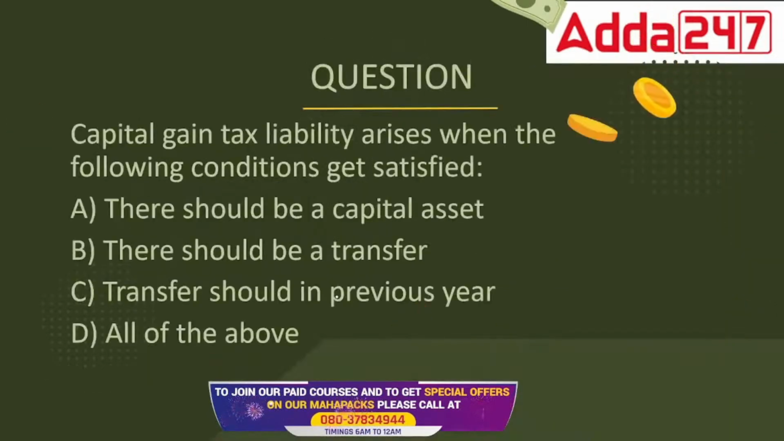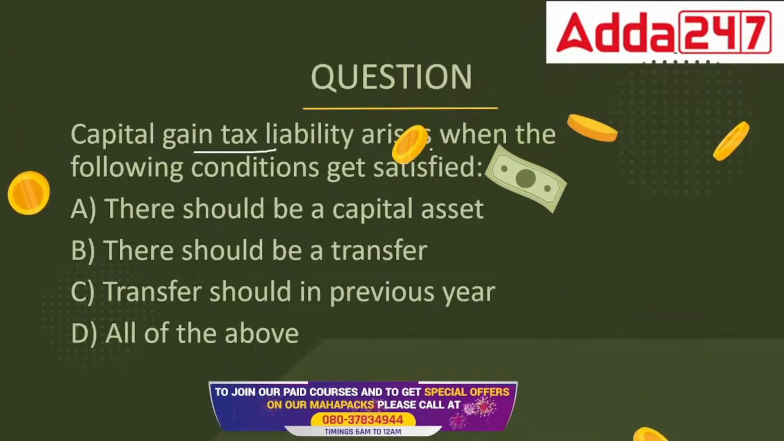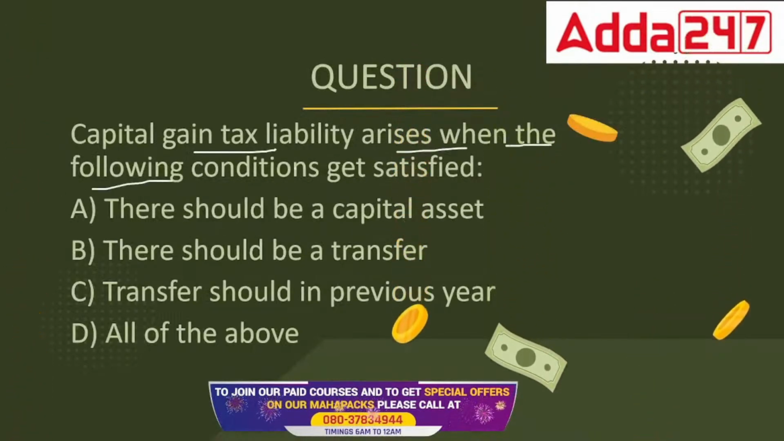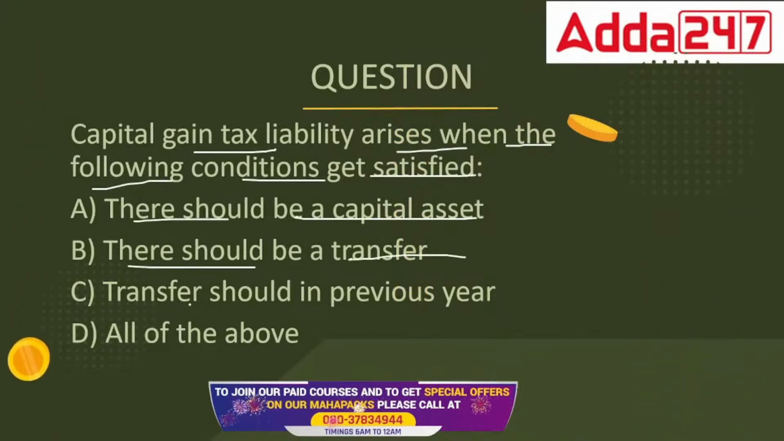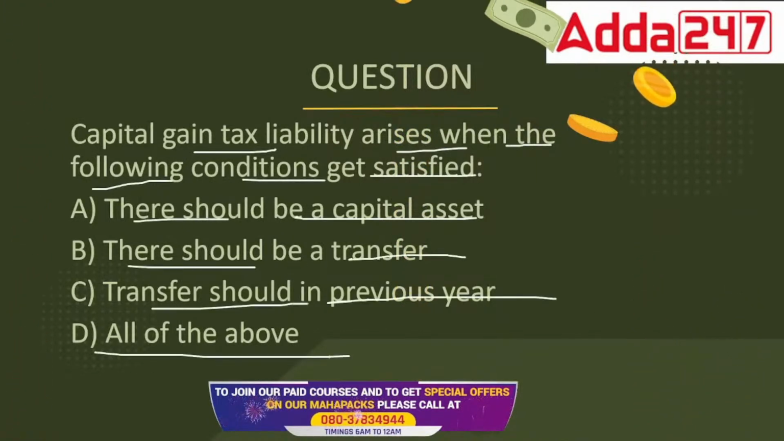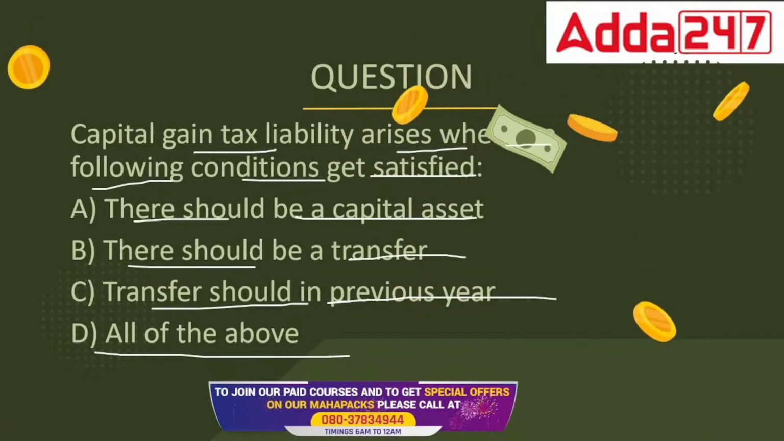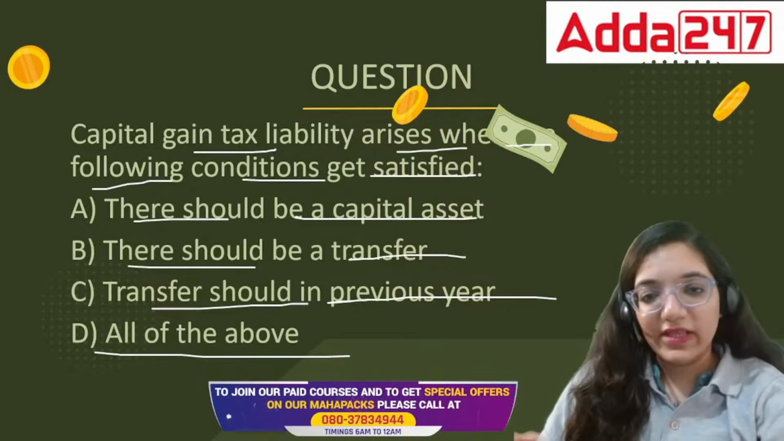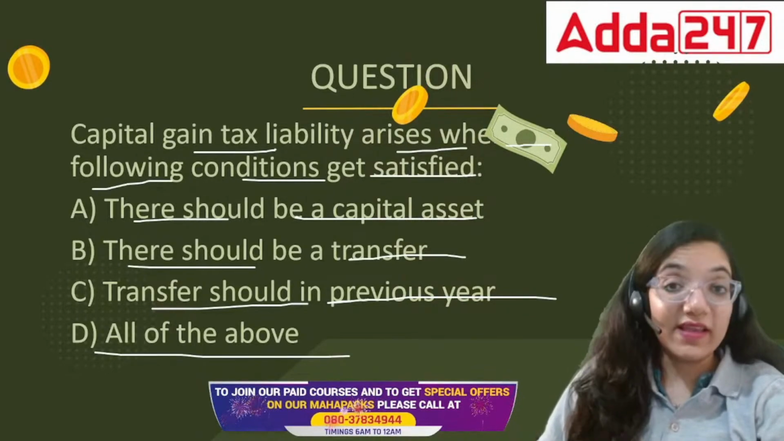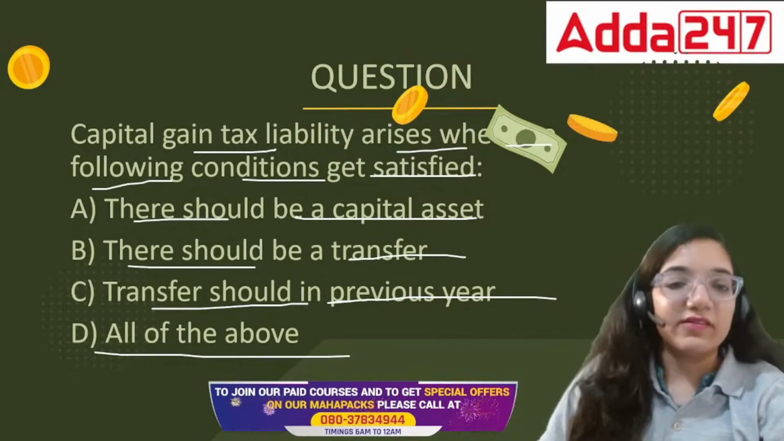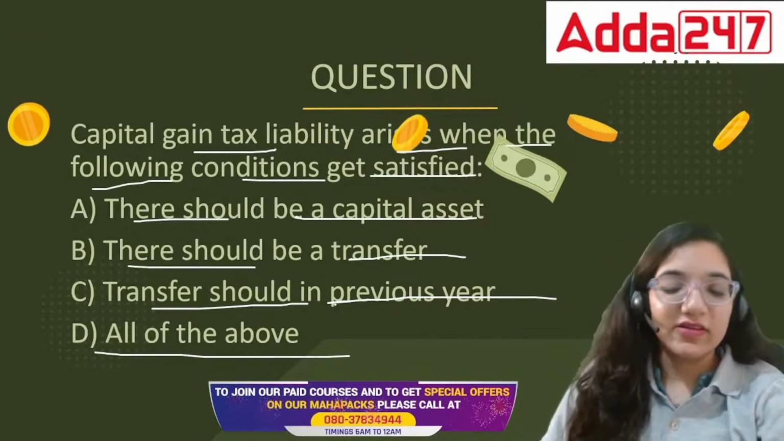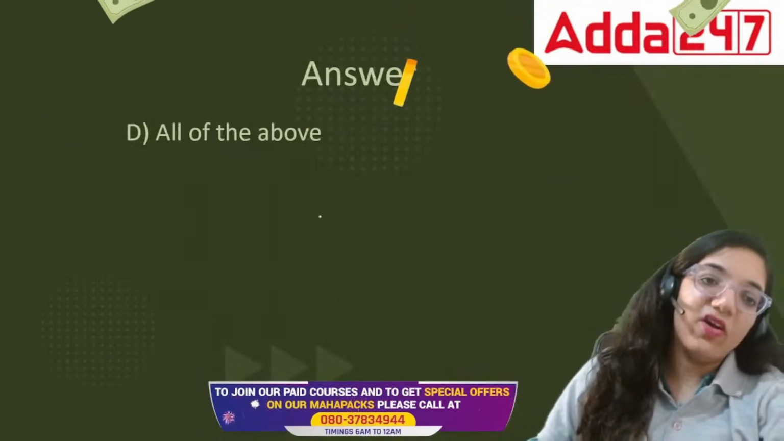Next question. The capital gain tax liability arises when the following conditions get satisfied. There should be a capital asset, there should be a transfer, there should be in the previous year, all of the above. The transfer should be made in one particular year itself. Now everyone, if we are doing anything in this year, then it would be taxable in this year. Otherwise it would be taxable in any other year. So in this case, the answer is going to be all of the above.